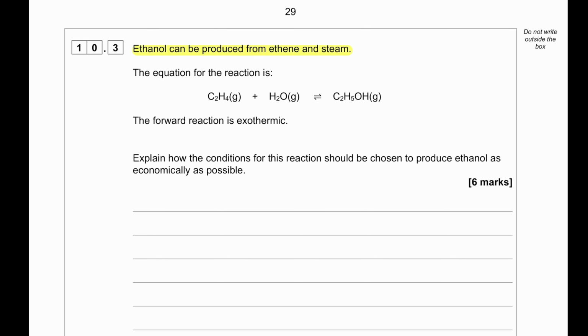Ethanol can be produced from ethene and steam. So ethene reacted with steam produces ethanol in a reversible reaction. The forward reaction is exothermic. That means the backward reaction will be endothermic. Explain how the condition for this reaction should be chosen to produce ethanol as economically as possible.